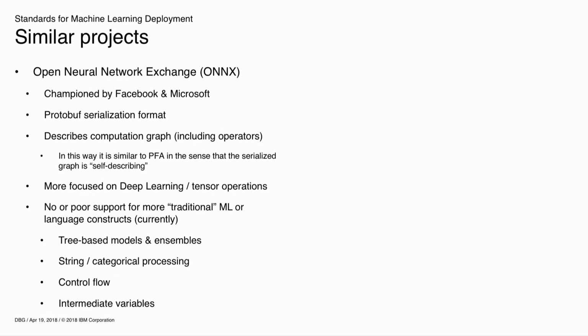And then briefly, the ONNX, or Open Neural Network Exchange, that's being championed by Facebook and Microsoft. Very similar to PFA in that it defines a computation graph, effectively, of the operators that you apply to the data transformations. But it's more focused on deep learning and tensors at the moment. So for traditional machine learning, it's not really usable. But definitely they are looking at it, so watch this space.